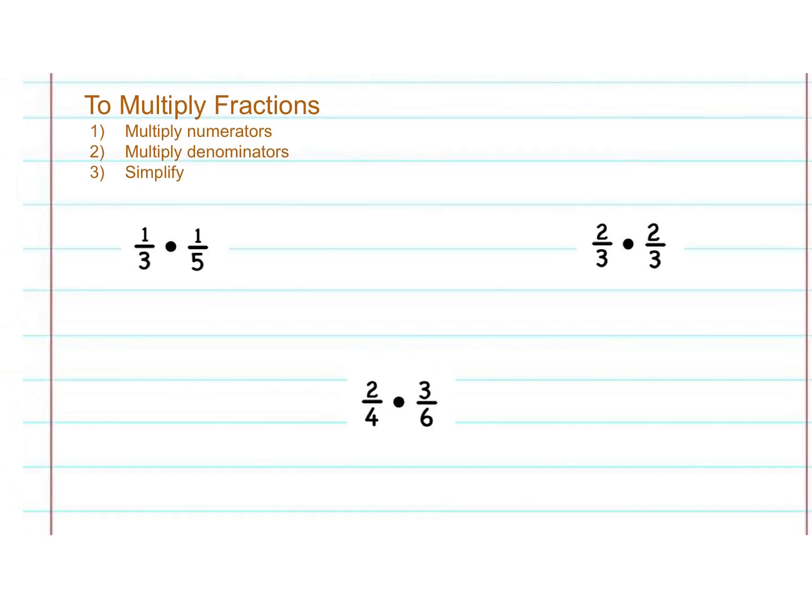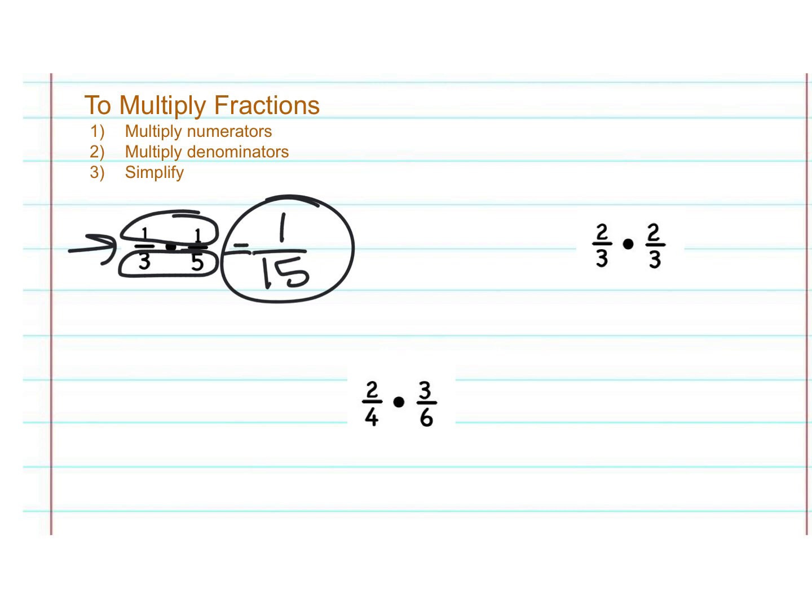So if we have 1/3 times 1/5, multiply my numerators, so 1 times 1 is 1, multiply my denominators, 3 times 5 is 15, already in simplest form, so we're done.